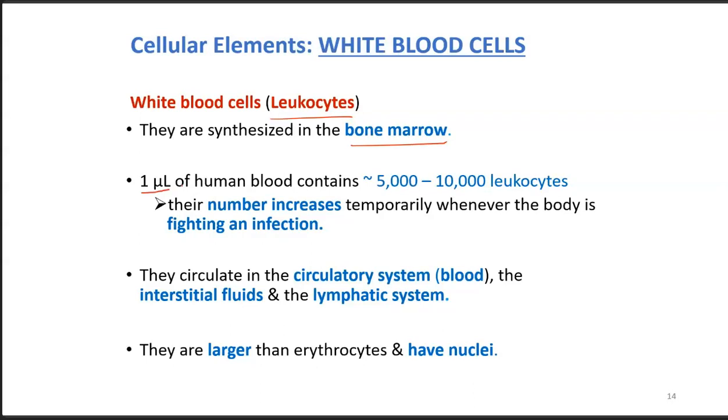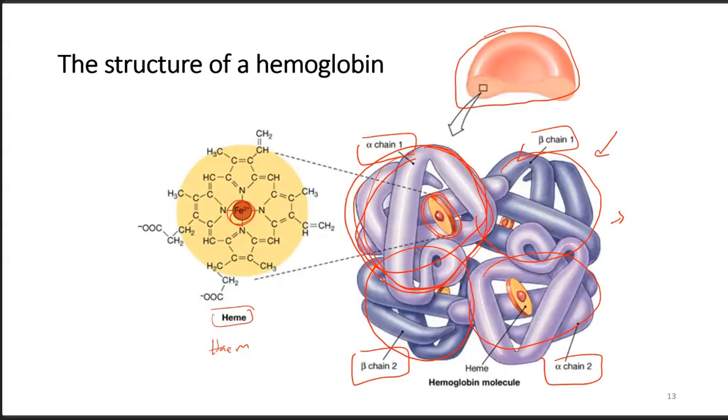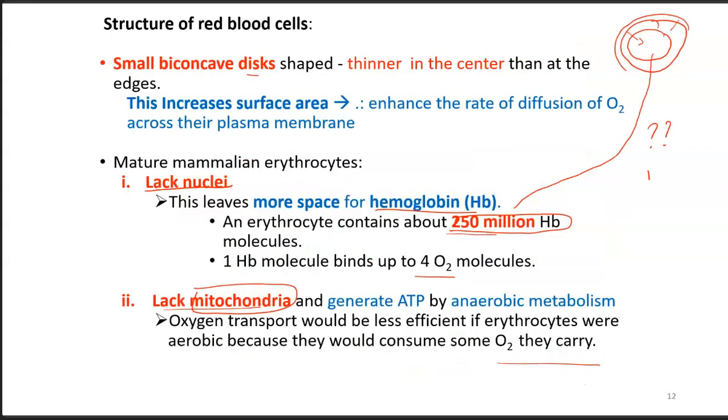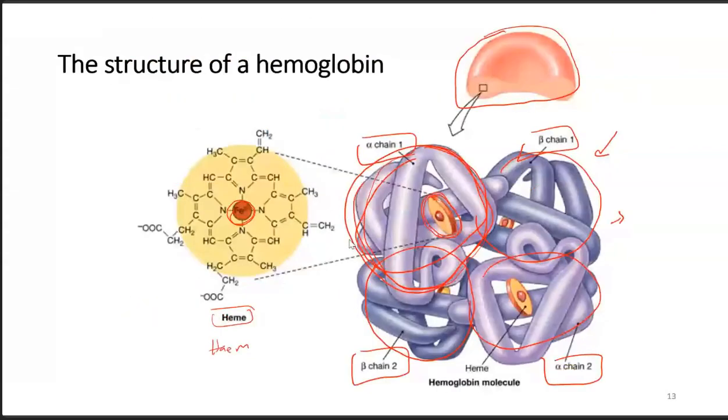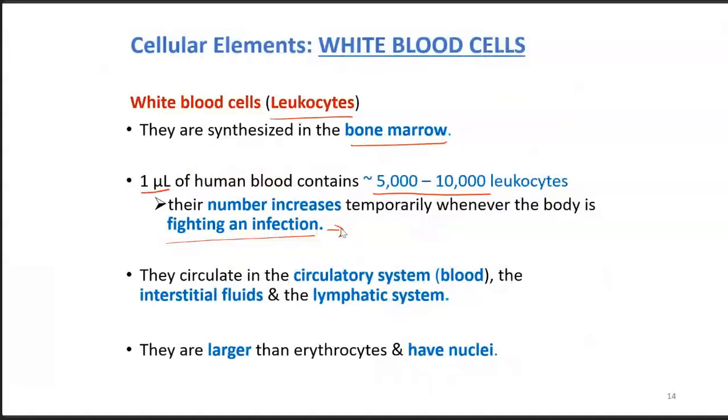So for 1 microliter of blood, it contains about 5 to 10,000 white blood cells, leukocytes. Okay, so their number increases temporarily when the body is fighting an infection. For example, if you are sick or having a fever, the number of white blood cells will increase. Usually the number of yang paling abundant adalah the neutrophil. Okay, the neutrophil is the most abundant of the white blood cells.